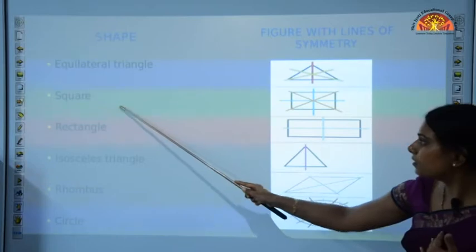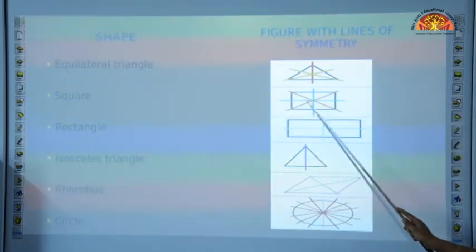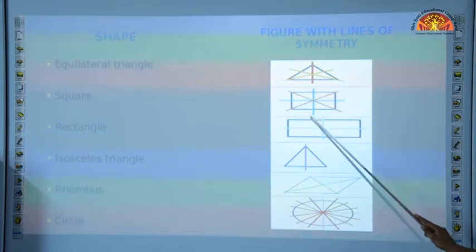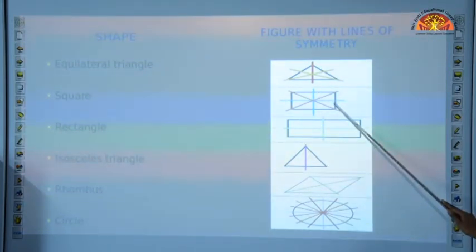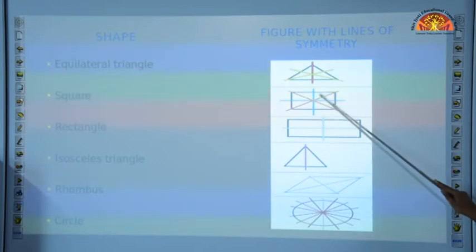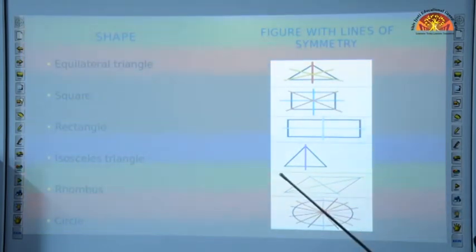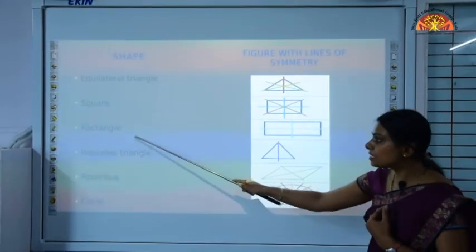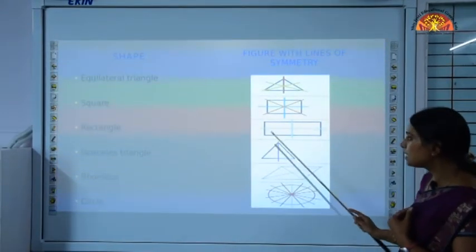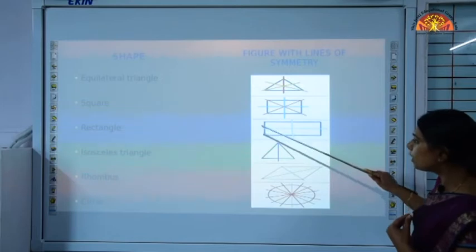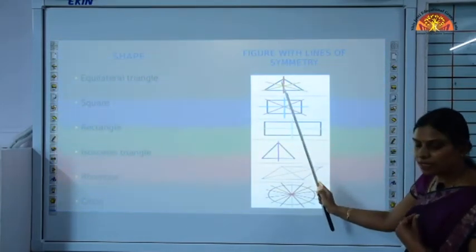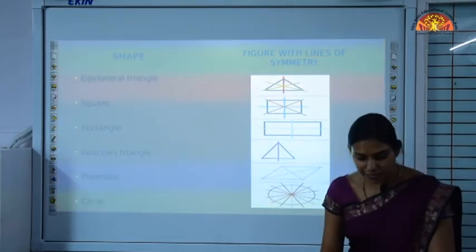For the square, again how many lines of symmetry are there? There are 4 lines of symmetry. That is vertical line of symmetry, horizontal line of symmetry and along both the diagonals. So in the case of square, there are 4 lines of symmetry. If we are just considering the rectangle, you can see in rectangle there are 2 lines of symmetry, that is horizontal and vertical. I can show you with the help of this activity.